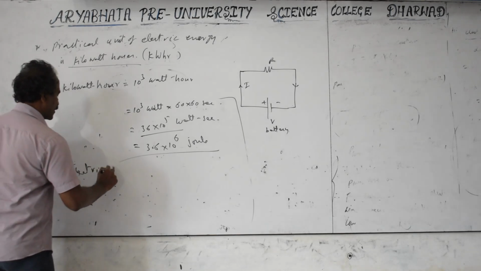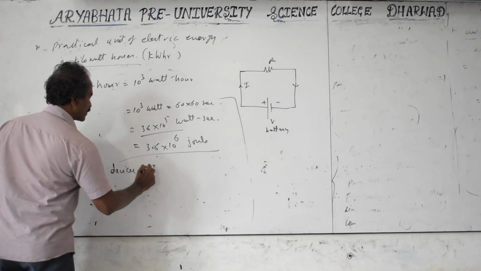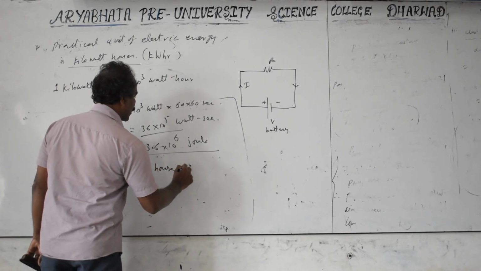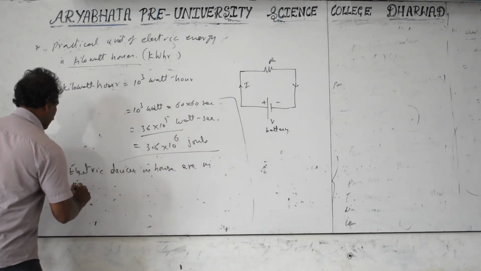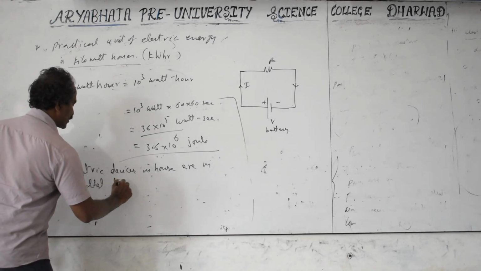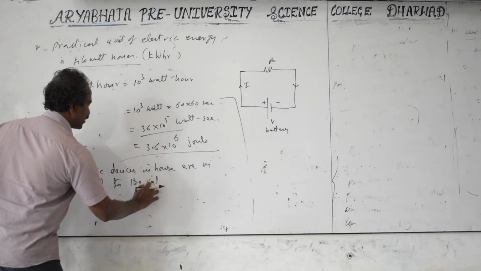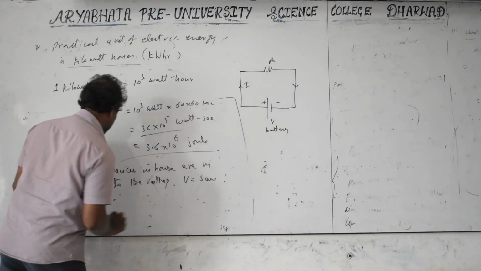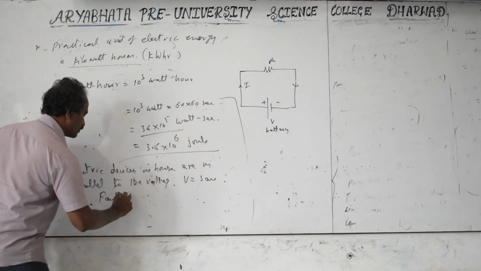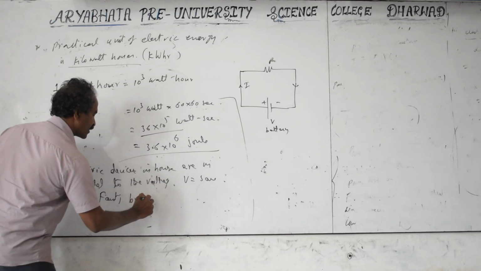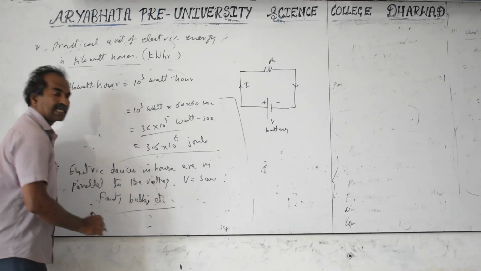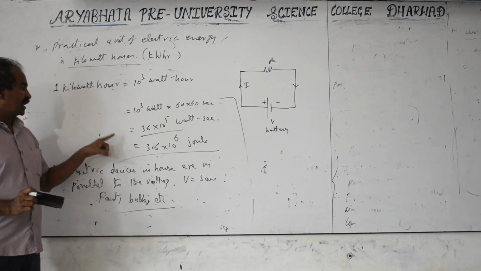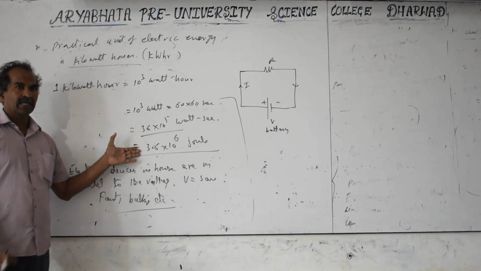And how are electric devices connected in houses? Electric devices in a house are in parallel to the voltage, which means they have the same voltage. These electric devices are fans, bulbs, etc. All these electrical appliances are connected in parallel, so therefore V is the same. And based on this we will calculate how much electrical energy is consumed.